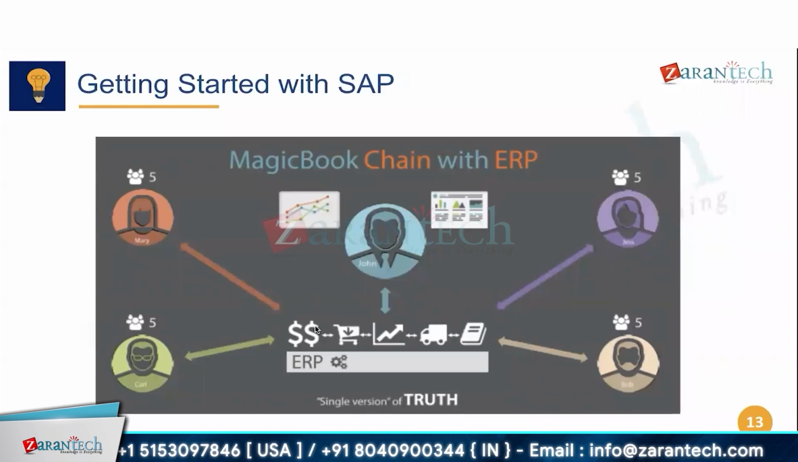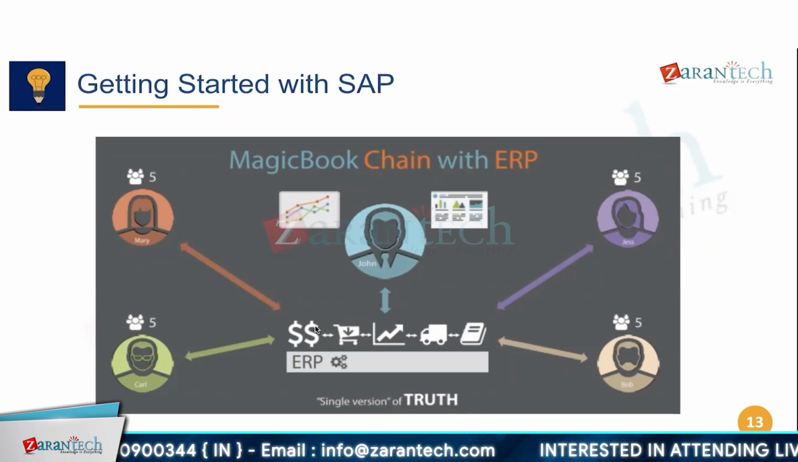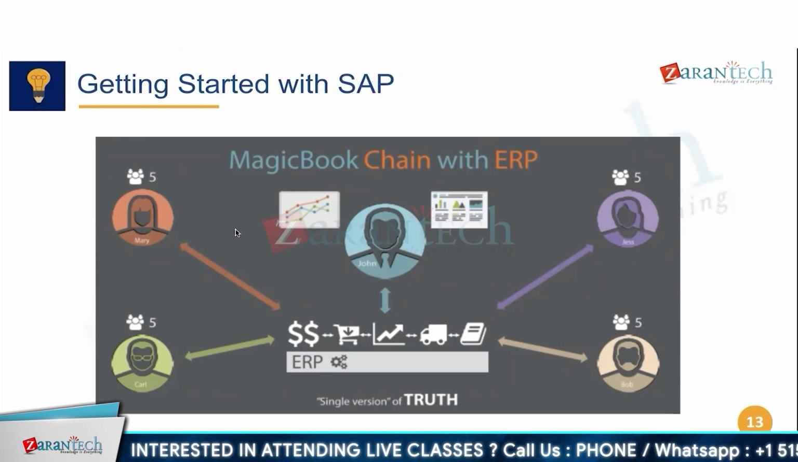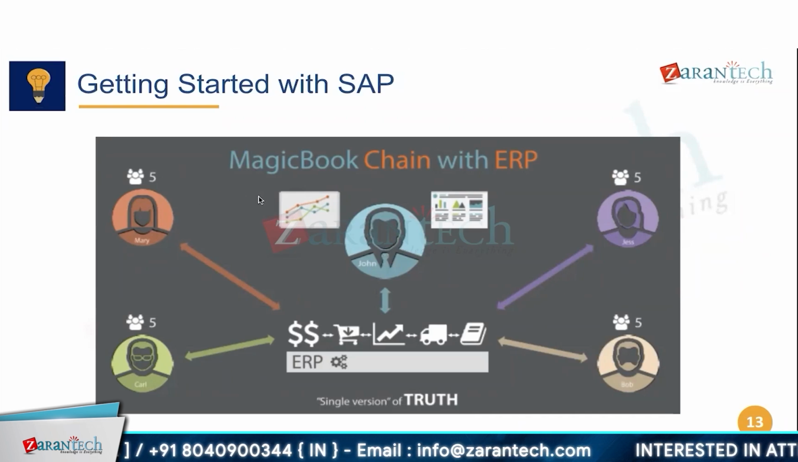So what do you understand from here? ERP has solved the problem of multiple versions of truth, and it has given very good control over his organization. Now he has expanded to four cities. Now he knows exactly which of my locations is not doing well. Then he can control that location and decide what he has to do to improve. So now scaling up or scaling out becomes much easier.